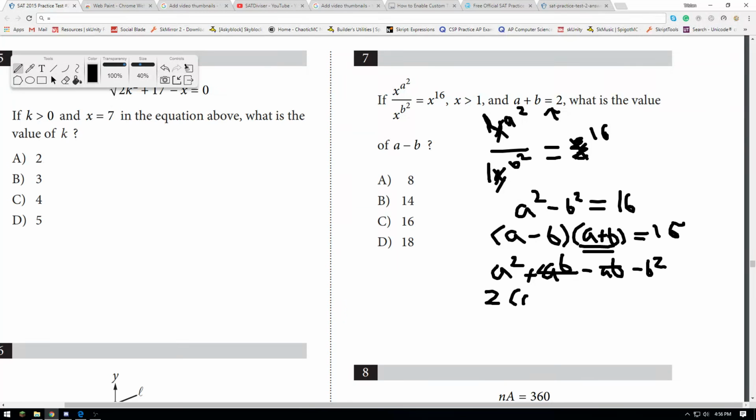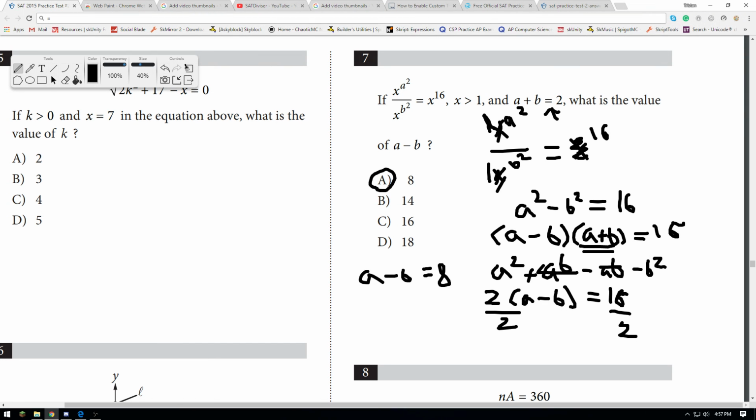2, by substitution, times a minus b is equal to 16. We're going to divide both sides by 2, and you'll notice that we get a minus b is equal to 8. And they asked us, what is the value of a minus b? Hey, we're already done. That's it.